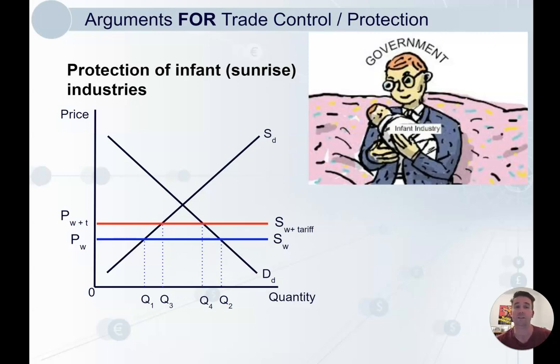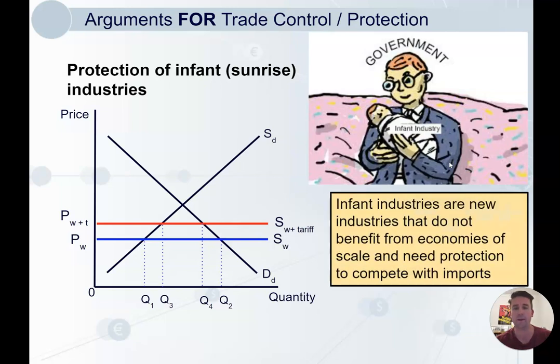Another argument for is the protection of infant, or sometimes called sunrise industries, but infant industries. So there are new industries that don't benefit from economies of scale because they're small. So they need protection from tariffs in order to be able to compete with imports in the short term, and then they think they'll be able to grow and be able to compete well in the long term. Right, so there's my little illustration of it. The government holding the little infant industry baby and looking after it, caring for it until it gets big enough to fend for itself, right?